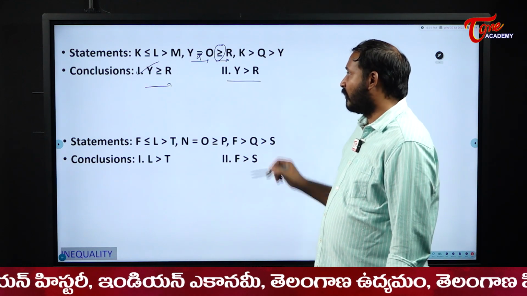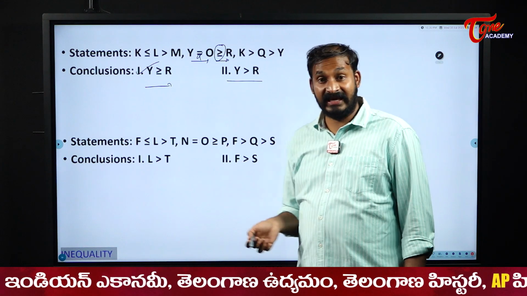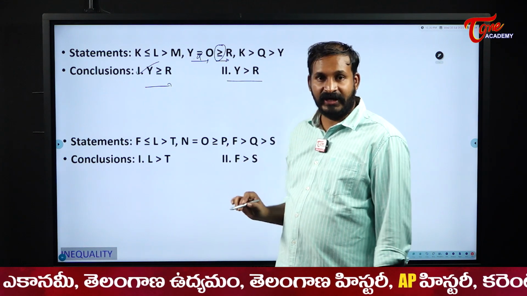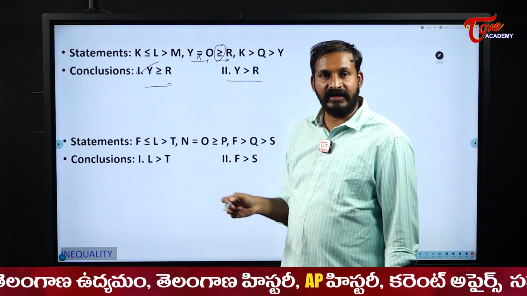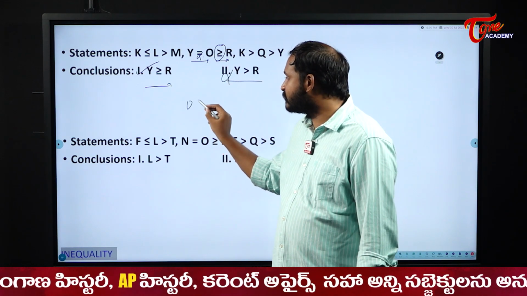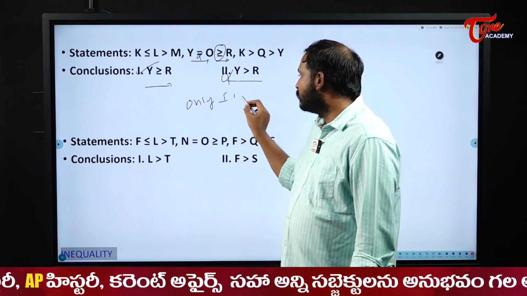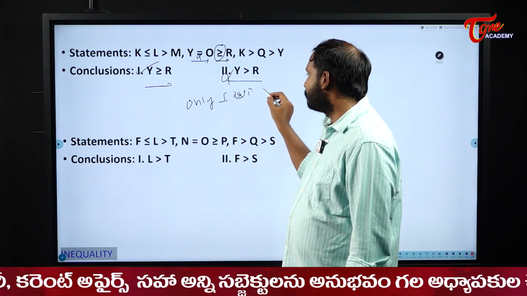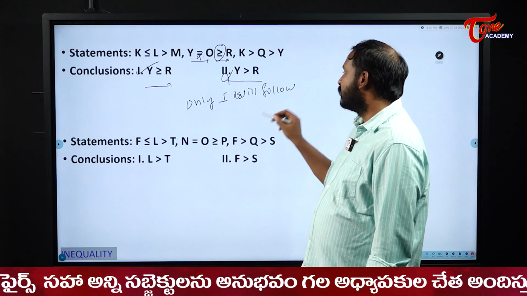Next, Y to R. Y is greater than R. Now see here students, I can travel from Y to R, but in my journey do I have a perfect greater? No, so because of that reason it went wrong. So here my answer becomes only one will follow. Only one follows the given statements.